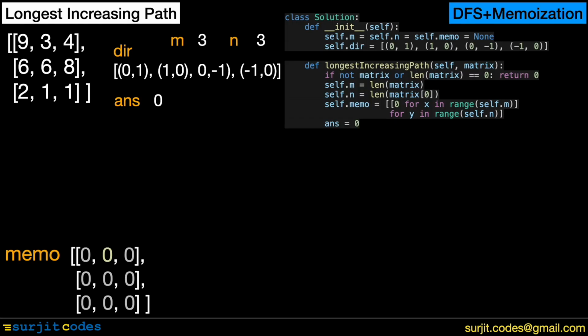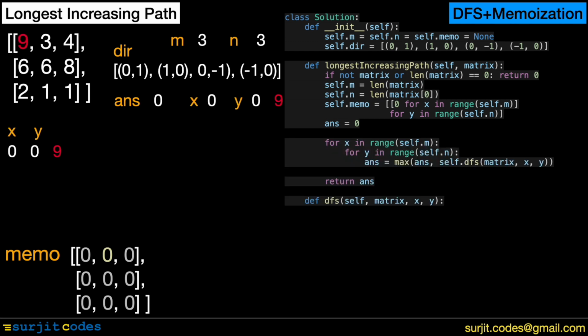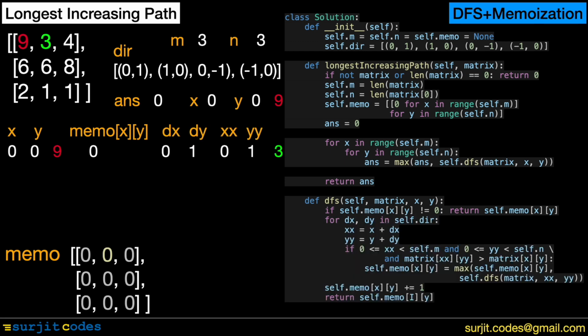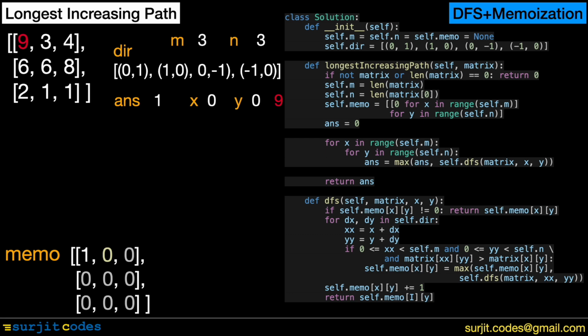We initialize an m cross n array named memo to all zeros, which is accessible to all the functions. This will be used to save DFS results. We start xy loop as before and call DFS. We use memo xy to save ans of DFS. Memo xy is 0, so we proceed further. Its neighbor 3 and 6 are both less than 9, so we come out of the for loop and increase memo 00 to 1.